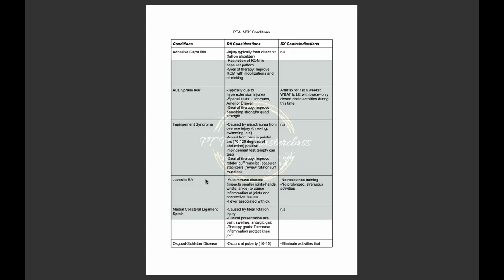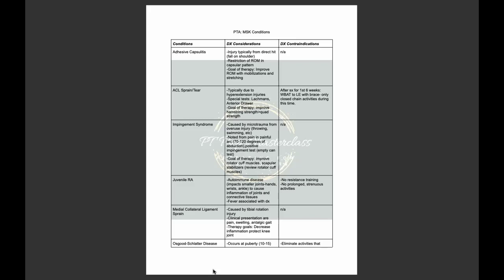Juvenile rheumatoid arthritis, and these things can also be said for adult arthritis. So remember, juvenile rheumatoid arthritis is diagnosed before the age of 16. It is an autoimmune disorder that is going to typically impact the smaller joints, so hands, wrists, ankles. Remember, this is the time to review Boutonniere's and swan neck deformities because they're going to be related to RA. You can also have fever associated with this diagnosis.